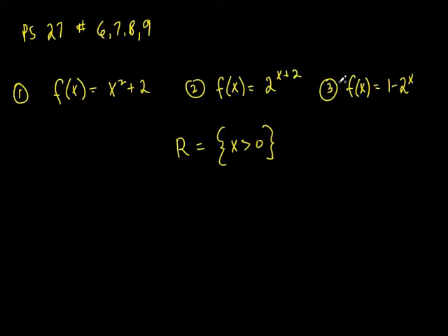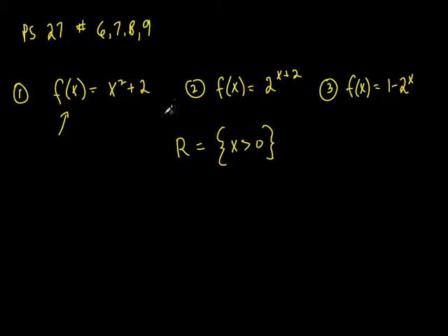It gives you 3 different functions: x squared plus 2, 2 to the x plus 2, and 1 minus 2 to the x. And it asks which one of these gives you a range that is all positive numbers. Do you agree that any number greater than 0 is a positive number? So what does it mean by the range? The range is talking about the answer. You can put in an x for this. Once you put in a proper x, what kind of answers are you going to get?